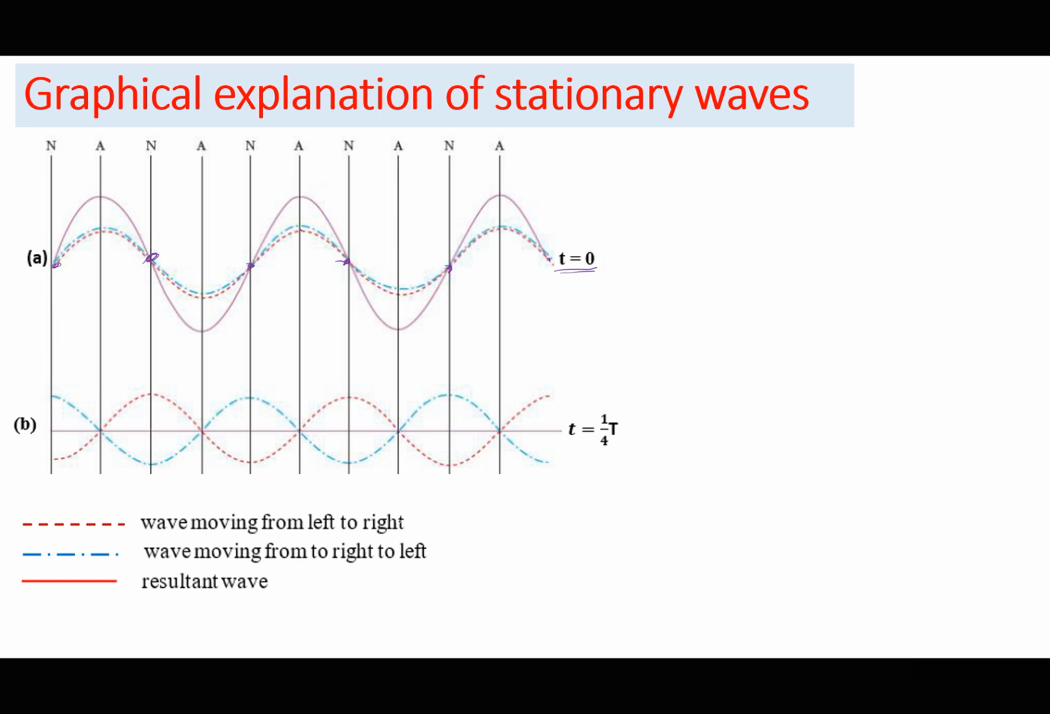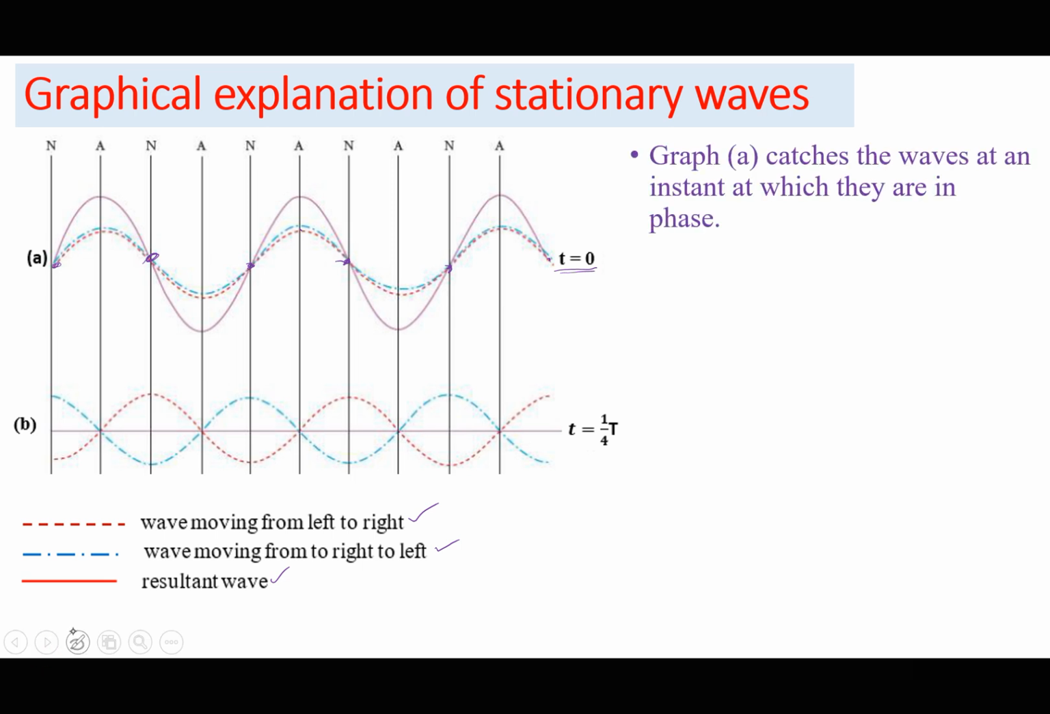So the red dotted line is a wave moving, say, from left to right. The blue or green dotted line is a wave moving from right to left. And then the red solid line is going to represent the resultant wave. So graph A is going to catch the waves at an instant at which they are just in phase. That is, the green and the red dotted lines are just in phase.